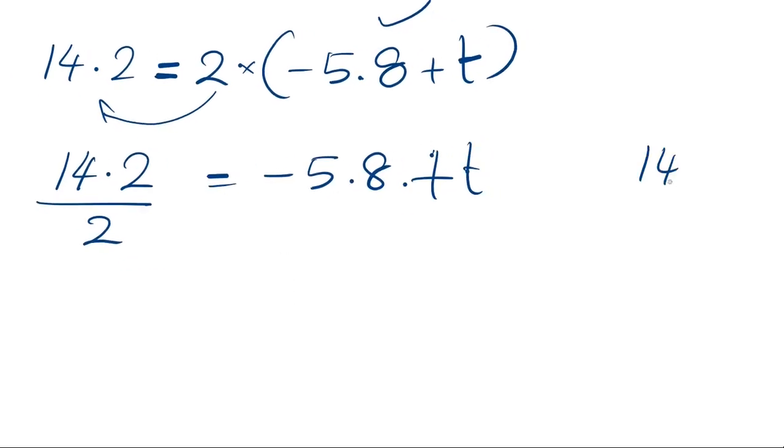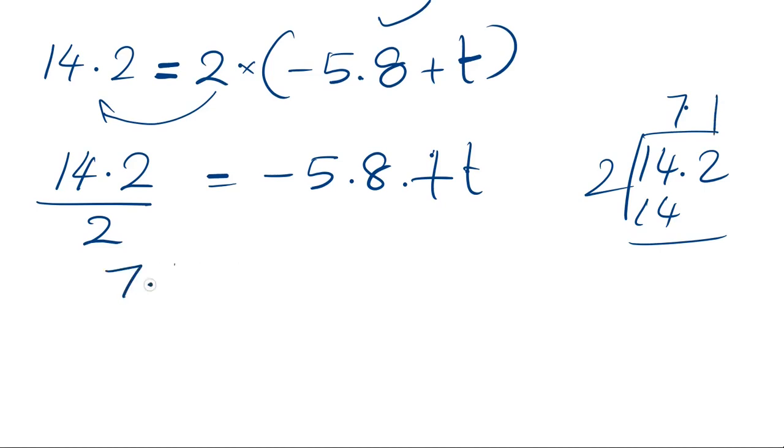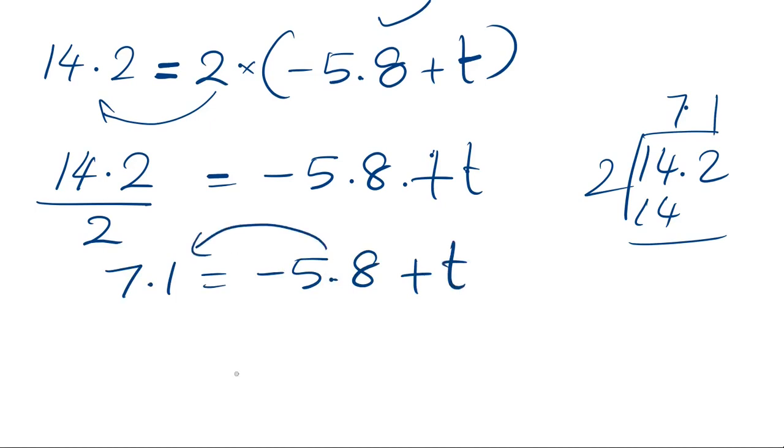So 14.2 divided by 2 is 7. 14 decimal point 2 divided by 2, 1. So 7.1 is equal to negative 5.8 plus t. Then how can we find t? Bring this negative 5.8 from right side to left side. So 7.1 plus 5.8 is equal to t.